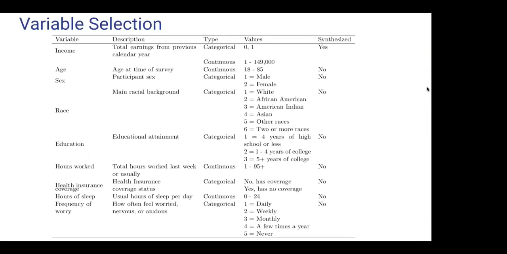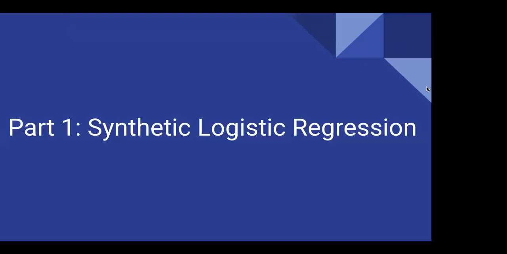And yeah, we used 8 explanatory variables. The categorical ones were sex, race, education level, health insurance coverage, and frequency of worry. And then the continuous variables that we used were age, hours worked, and hours of sleep. And so this was a partial synthesis for the income variable.